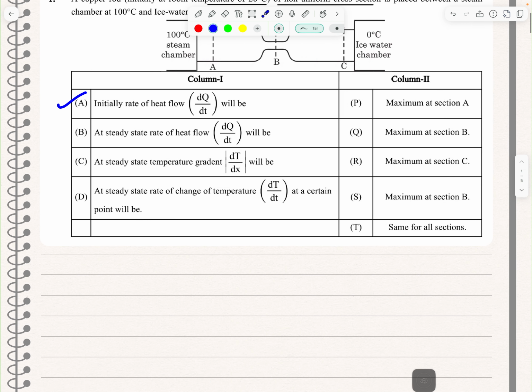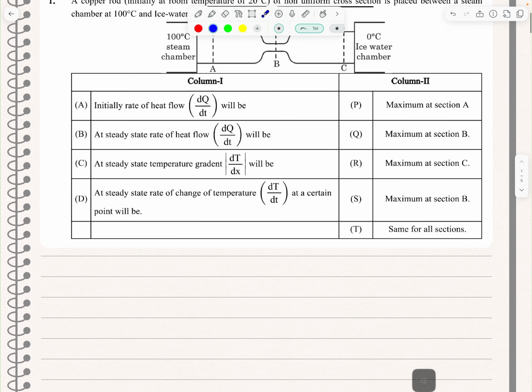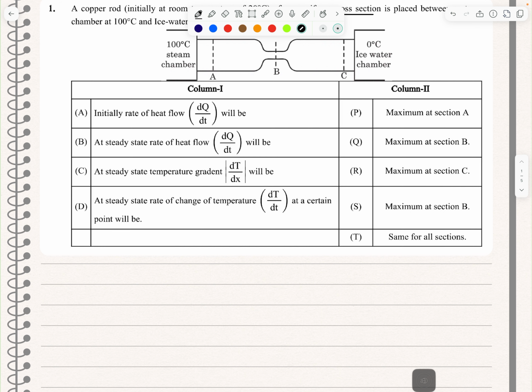They are asking basic questions. First, the initial rate of heat flow dq by dt: will it be maximum at which sections, or will it be the same at all sections? Then the steady state heat transfer dq by dt, and the steady state temperature gradient, and steady state dT by dt at all points. First we'll answer the obvious part.